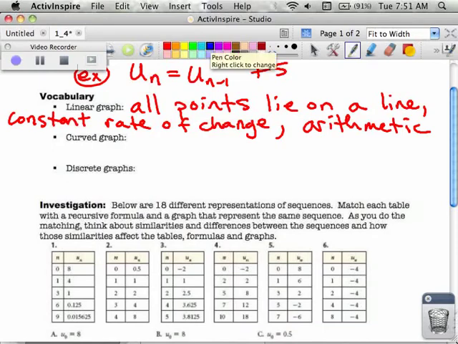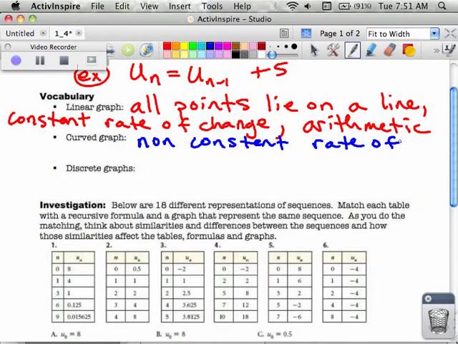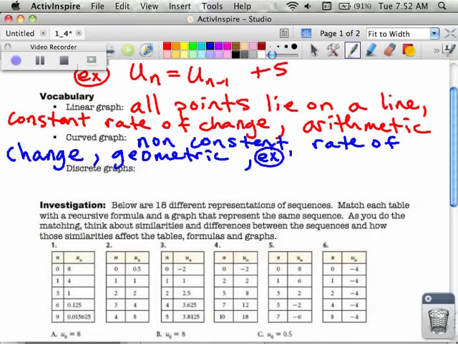A curved graph, on the other hand, means that we have a non-constant rate of change. In the past, this has been a geometric sequence. And an example might be something like u_n equals u_(n-1) times (1 minus 0.25).